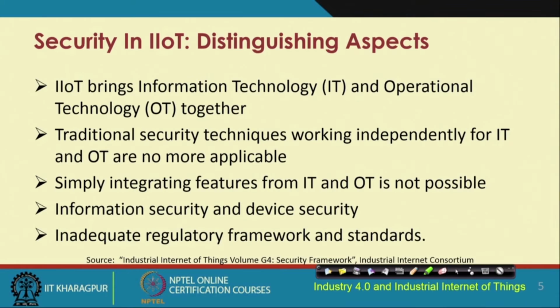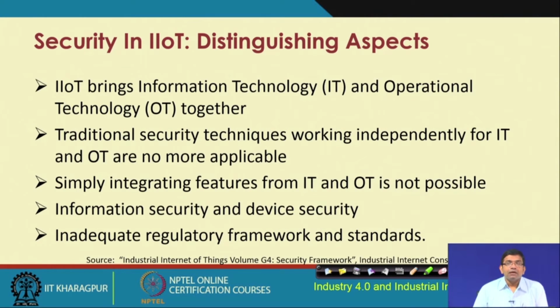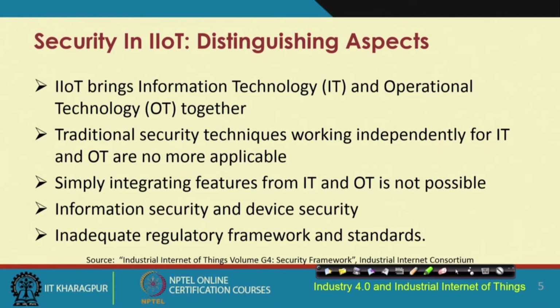So, security in IIoT has certain distinguishing characteristics over the traditional IoT. When we talk about IIoT, as we discussed in a previous lecture, we are typically, at a very high level, talking about the integration of information technology with operational technology. This operational technology component is characteristic of the industrial sector. The integration of OT along with the traditional information technology from the traditional IoT is the distinguishing characteristic of IIoT.